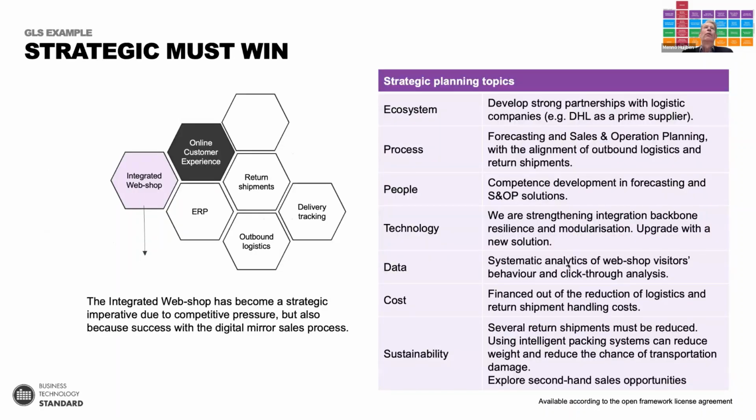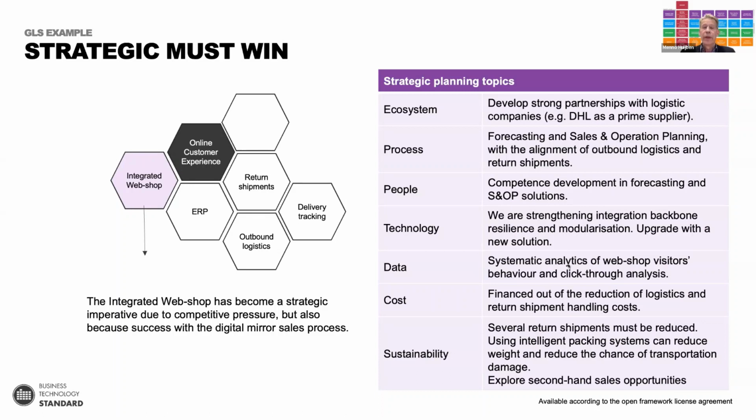This would be one way to articulate what would be a strategic must-win of a retail organization, for example, that they are focusing on building a new web shop as a strategic must-win. And you could, like in the table on the right side, lift up the strategic planning topics as in the earlier picture, like the ecosystem, the processes, the people, the technology, etc., and formulate their mission or vision statements of what needs to be done. So you have a vehicle or a communication tool to direct development in the right direction and be aligned with the strategy.